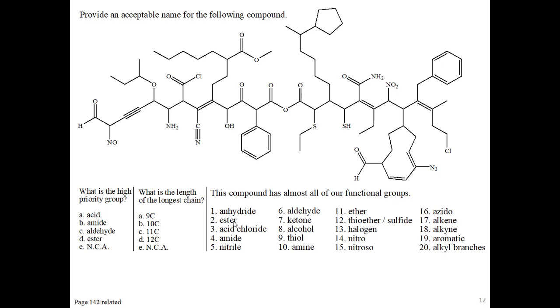Okay, so in this compound, I tried to put in a lot of our functional groups. I have an anhydride, an ester, an acid chloride, an amide, a nitrile, an aldehyde, a ketone. Actually, aldehyde two ways. I have an aldehyde branch and an aldehyde in the longest chain. Aldehyde, ketone, alcohol, thiol, amine. Don't mix up amines with amides. Ether, thioether or sulfide. Halogen, a nitro, nitroso, an azido, an alkene, an alkyne. We have aromatics, we have branches. It's got just about everything you need to know. So you should do very well if you can name this.